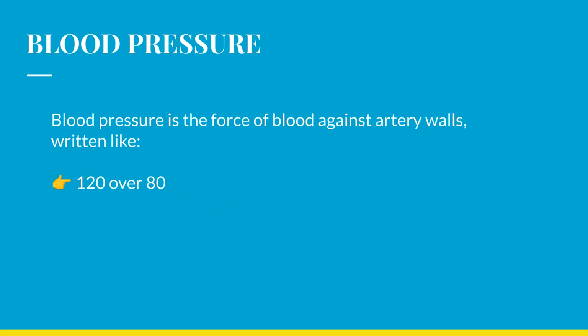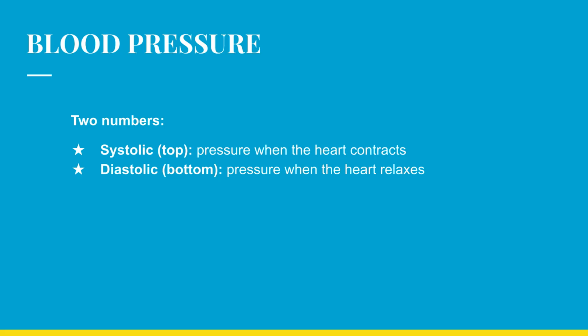Blood pressure is the force of blood against artery walls. It is commonly written as 120/80. Blood pressure involves two numbers: systolic, the top number, which is the pressure when the heart contracts, and diastolic, the bottom number, which is the pressure when the heart relaxes.